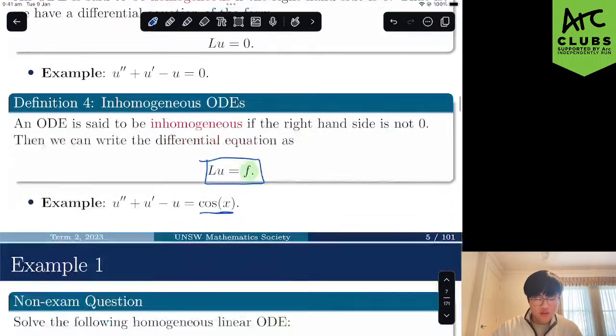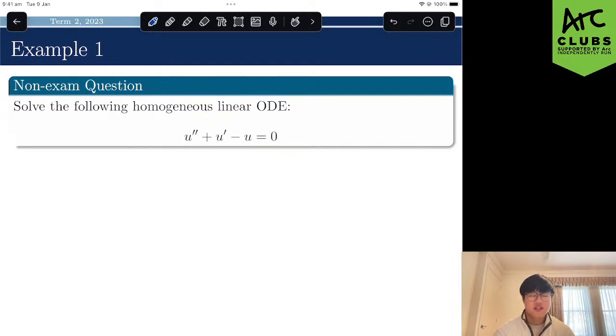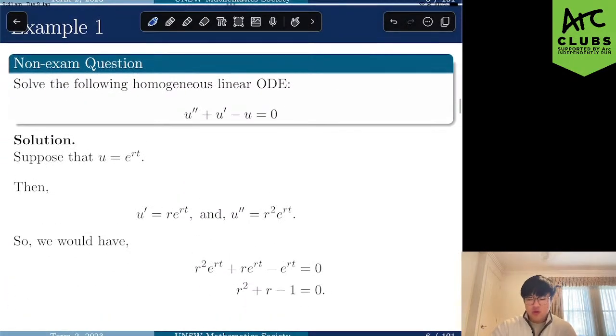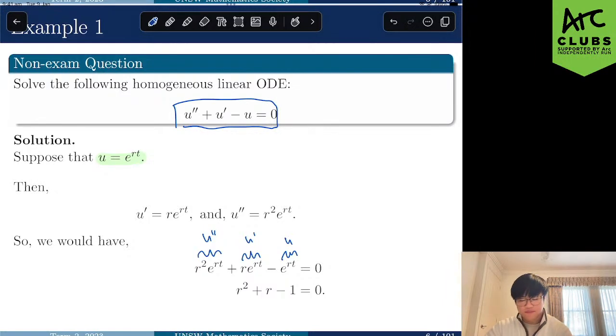All right, so we can finally move on to our first question. A question like this is not an exam question, but it's to get us warmed up to begin. So just solve the following homogeneous linear ODE. For the solutions here, we do go into quite a lot of detail. We suppose that u is equal to e to the rt, and we find the first and second derivative of u, and then just substitute it into the equation. So this is u double dash, this is u dash, and this is u, and we just substitute it into the ODE.